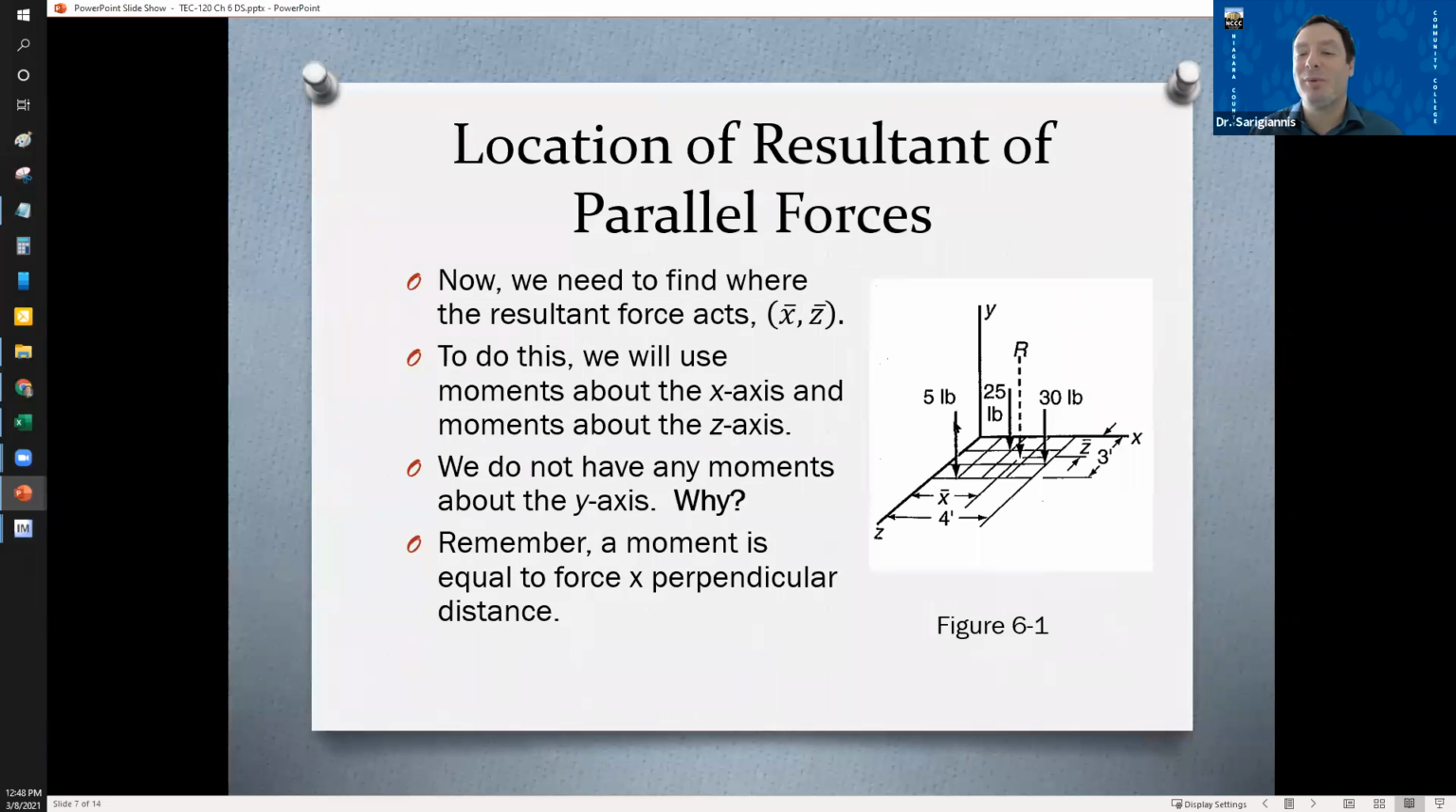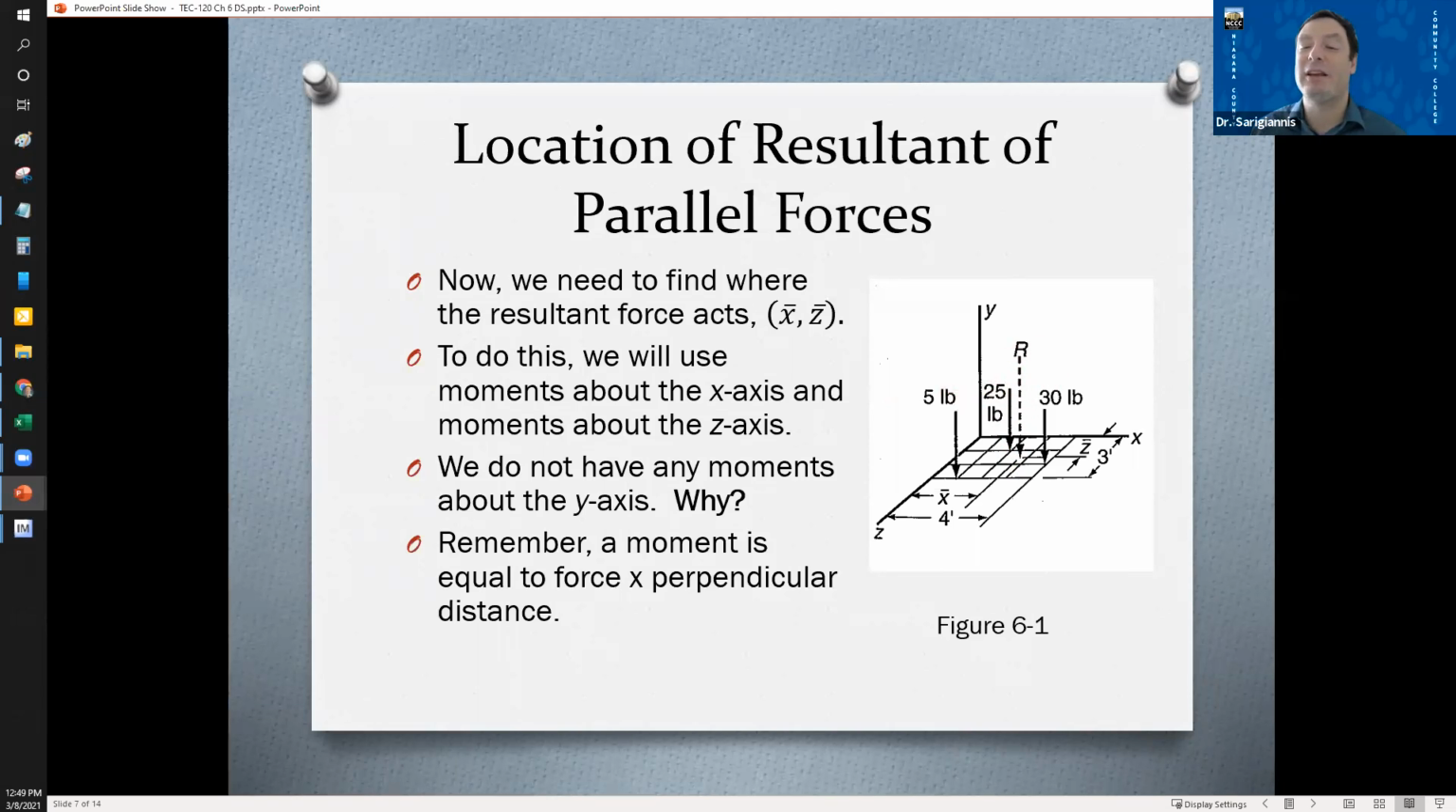Well, we don't have any moments about the y-axis because look at all the forces. The forces are acting parallel to the y-axis, right? There's no moment about the y-axis because there's no force acting to rotate anything about it. You can't rotate anything about the y-axis. About the y-axis would be sort of like this, right? And all these forces are in line with that.